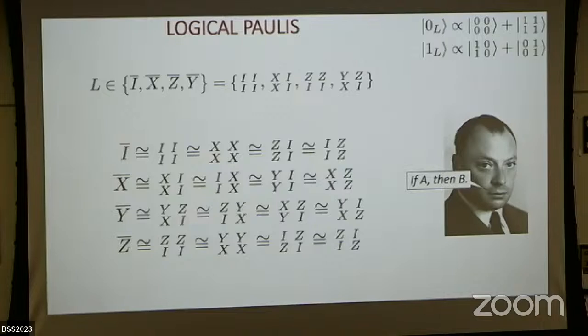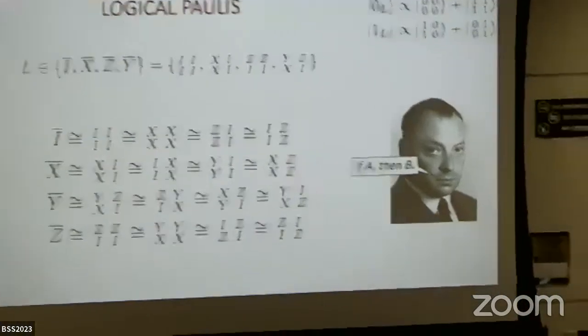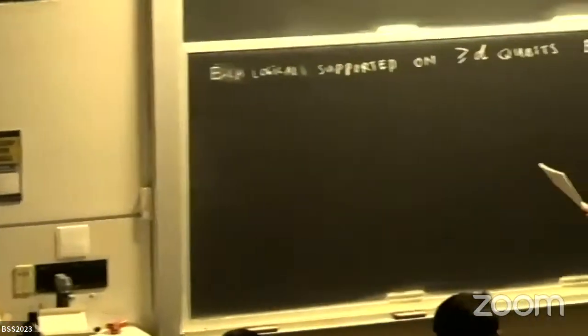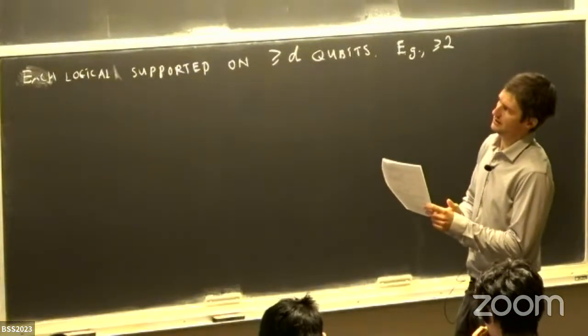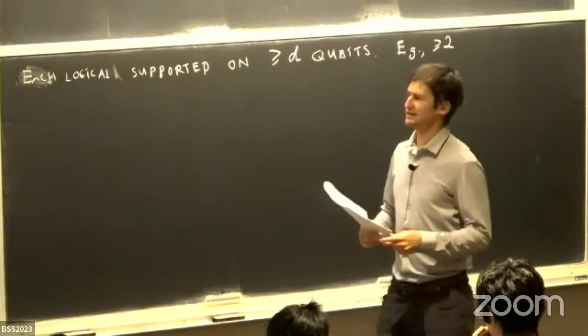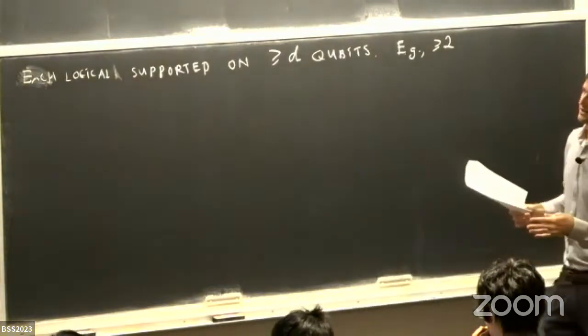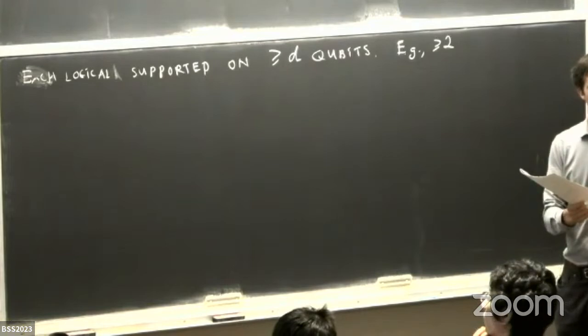For us, D was 2, so at least 2 qubits, and you can see that that's the case. Sometimes you need 3. And the whole Pauli group is supported on 3 qubits, not 4. So what does this mean? This has to do with quantum correlations. You can effectively do logical operations supported only on 3 of the 4 qubits.